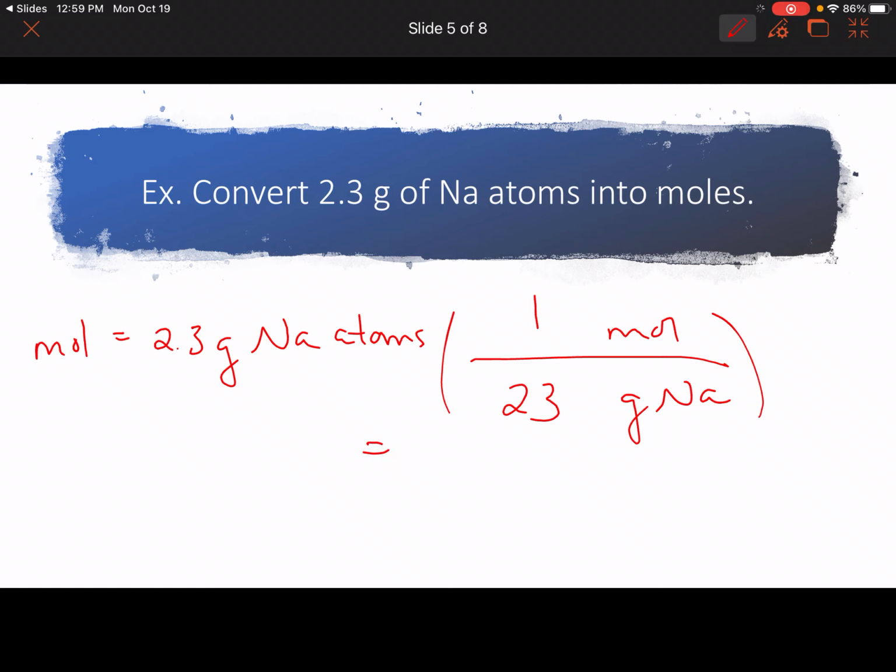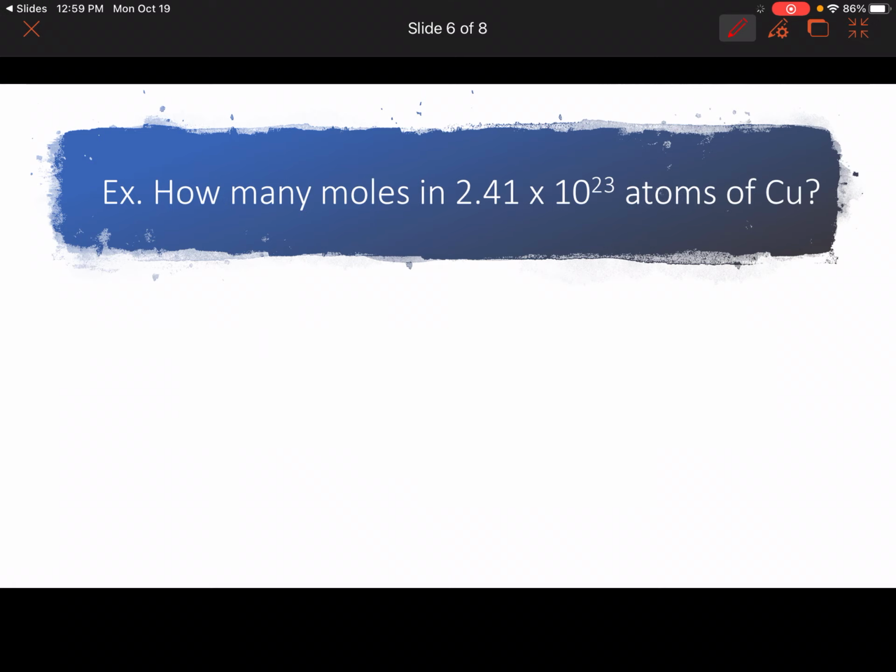So 2.3 divided by 23, we're going to get 0.10 moles. And again, our grams are going to cancel and we're ending up in moles. So that's good there. And pay attention to your sig figs. Okay, so I needed 2 sig figs in that answer. Okay, I think this is our last, no, a couple more actually. And again, you should be trying these on your own, right? So pause the video and give this a try before you watch the answer here.